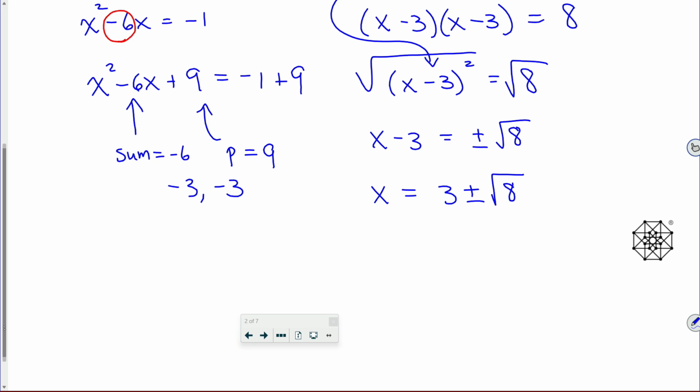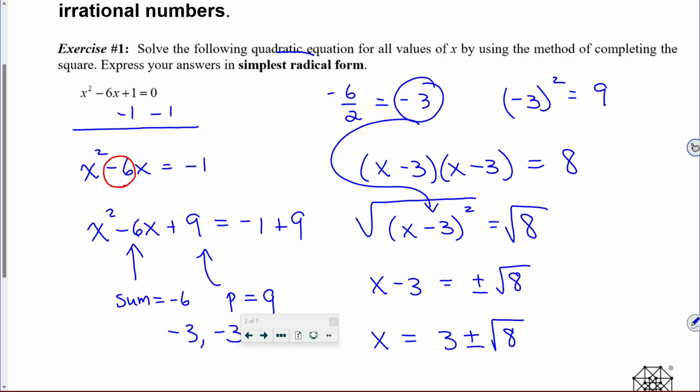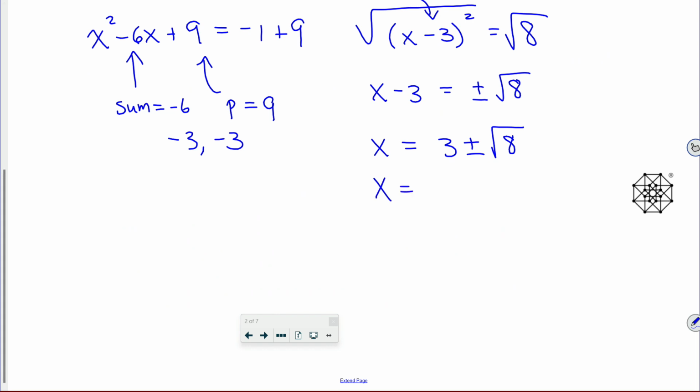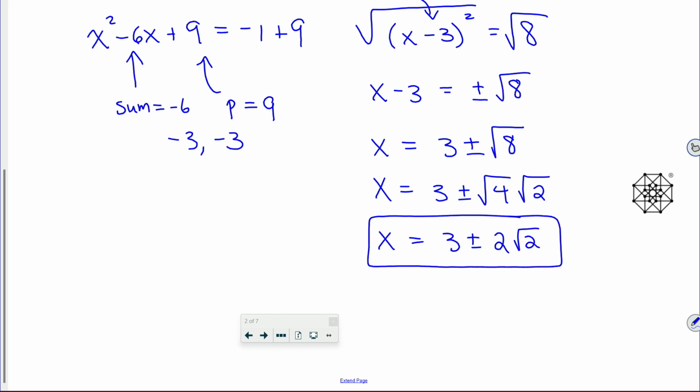And the only reason I'm not done is because the problem tells me to put my answer in simplest radical form. So I can now write this as 3 plus or minus the square root of 4 times the square root of 2. And that's 3 plus or minus 2 times the square root of 2.